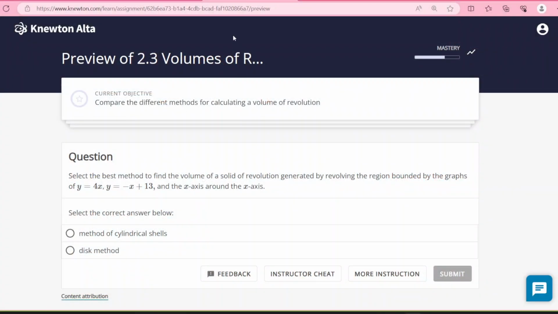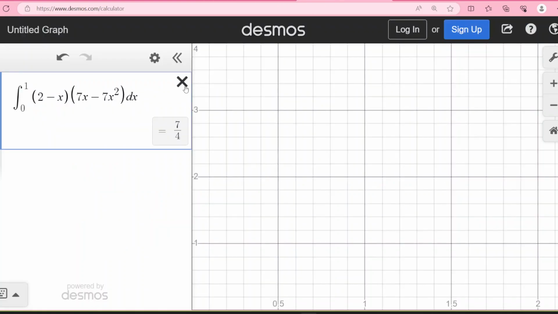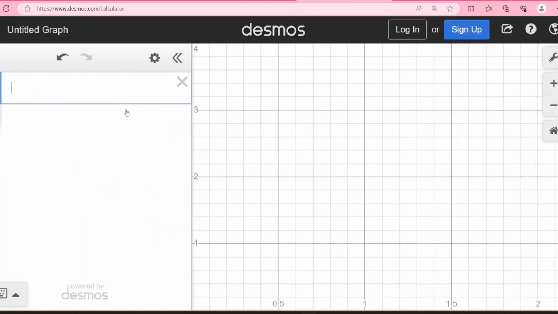But let's just double check. I want to show you that those indeed are the same values. So when I set up the integral for the volume with shells, I had 2 pi times the integral from y equals 0 to y equals 52/5.